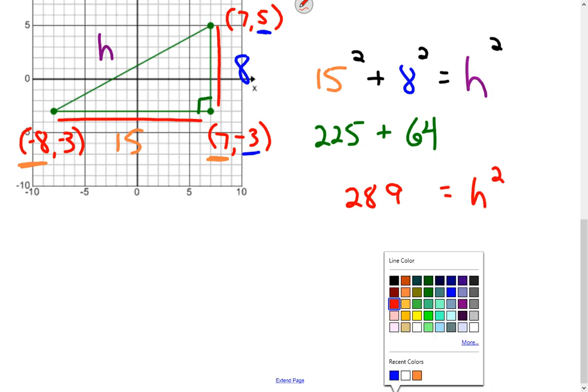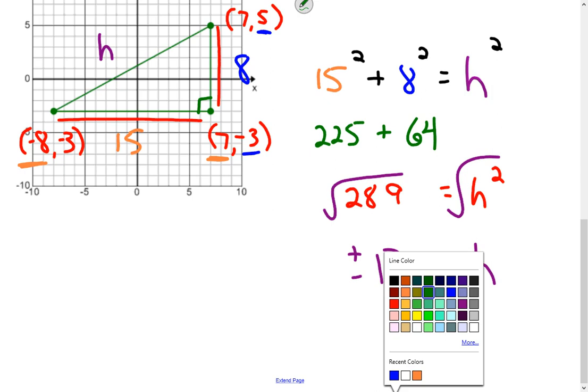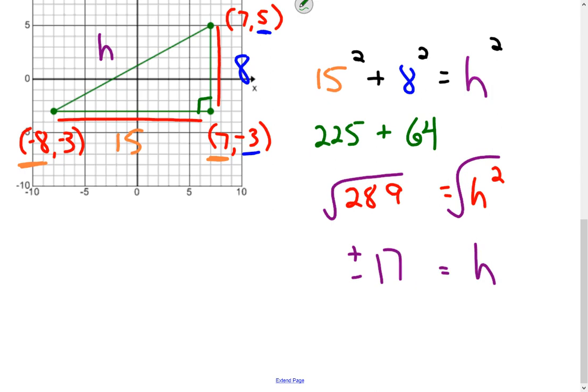Then I'm going to finish it out by taking the square root of both sides, and we find out that h equals, now remember, if you're solving the equation, we have to look at the positive and the negative in this situation. Well, since we're working with our right triangle, we know that that side can't be negative, so in the end, our hypotenuse is 17.